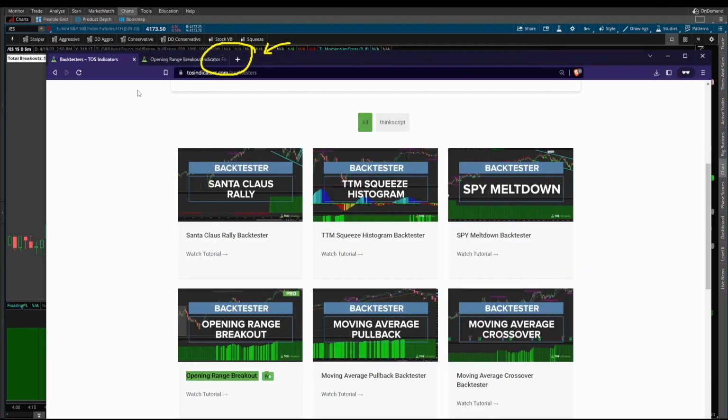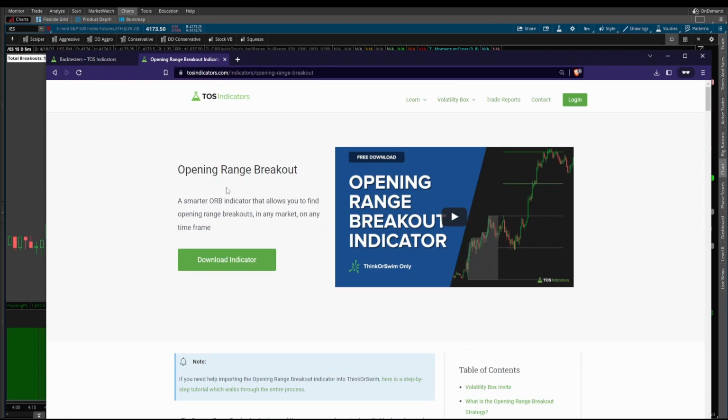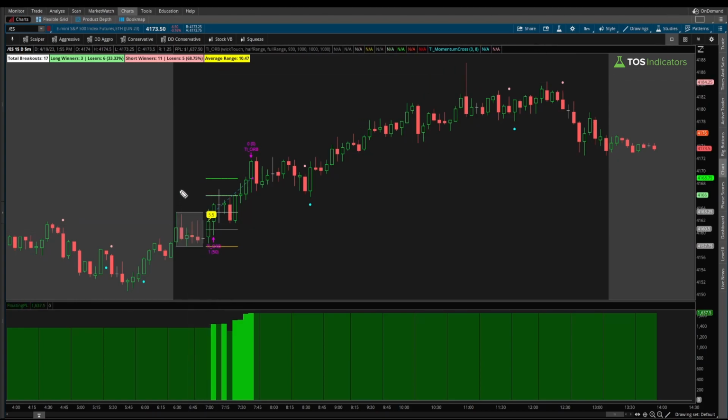For everyone else, in case you're not a Volatility Box member, but you're still looking for similar information, you can download our opening range breakout indicator for free on our website, and I'll leave a link to the indicator in the description box below. It doesn't have the average range labels, but it will still allow you to see things like the clouds and the levels to follow along.